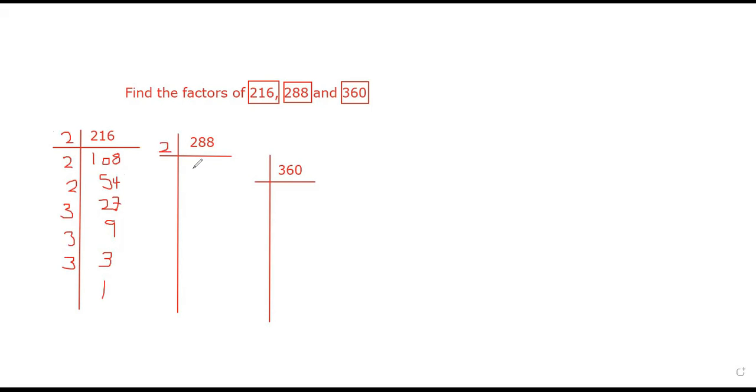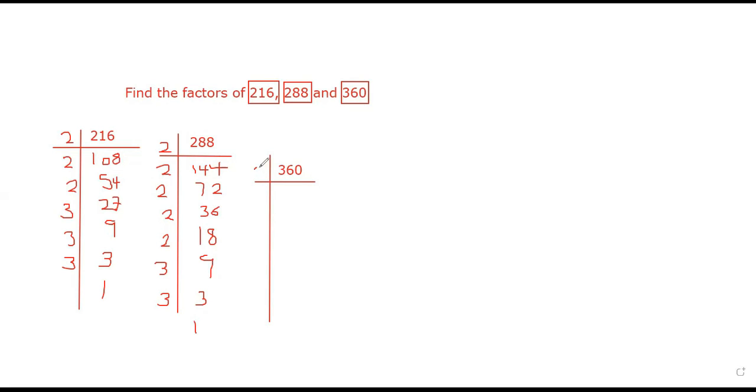Now 2 in 288 is going to give me 144. 2 in 144, I'm going to have 72. So 2 here would give me 36. 2 in 36 will give me 18. 2 in 18 is going to give me 9. Then I have 3 in 9, I have 3. And 3, I have 1.